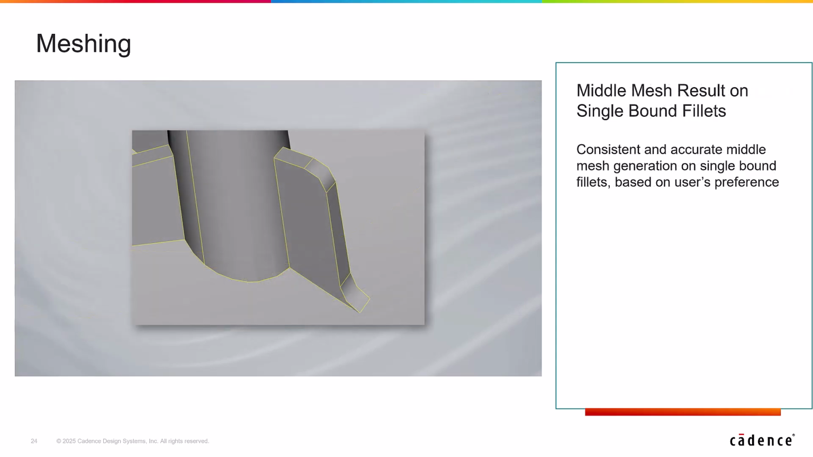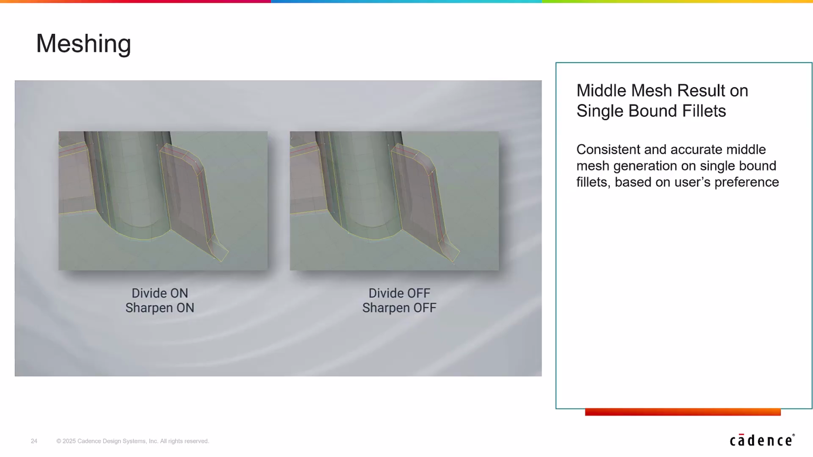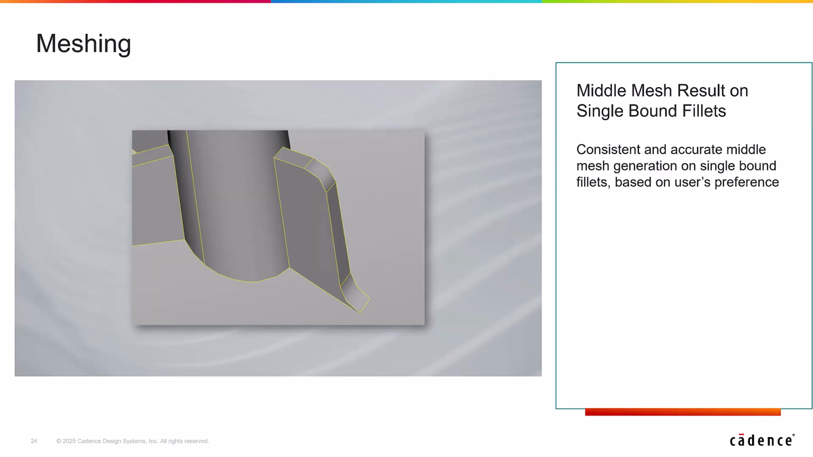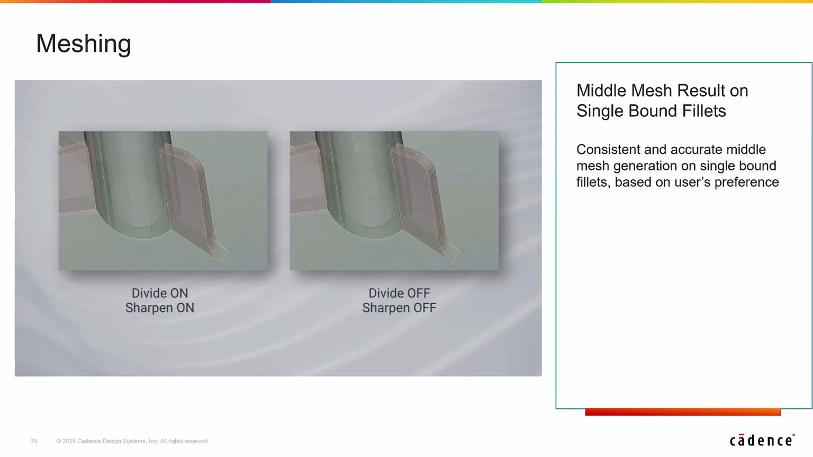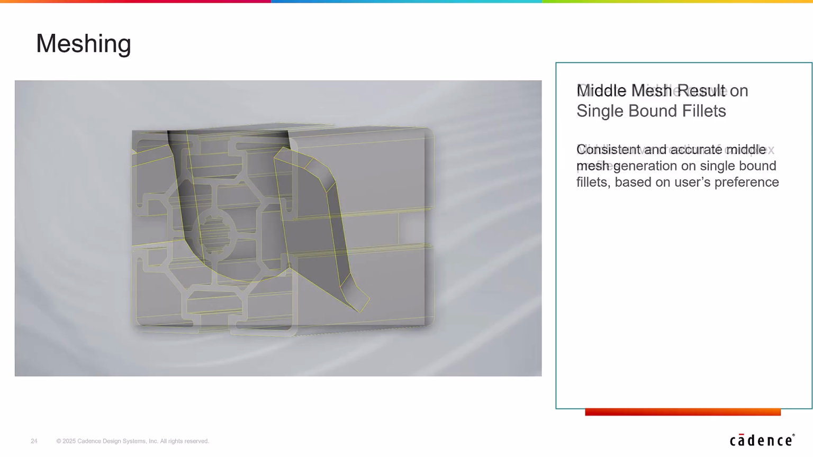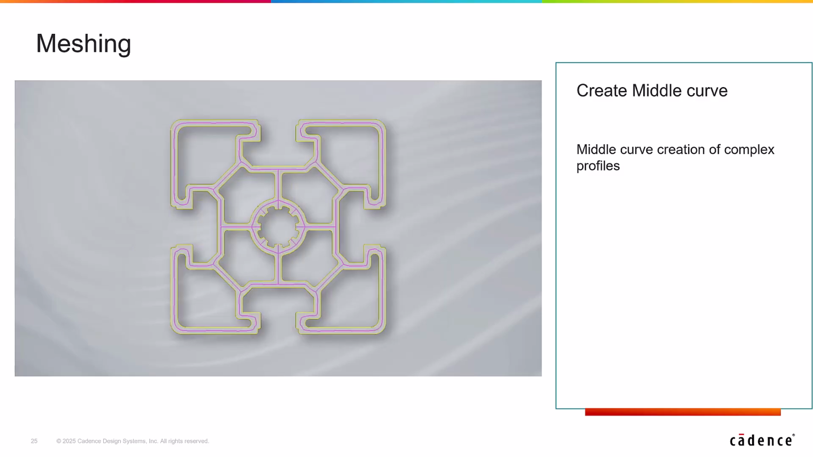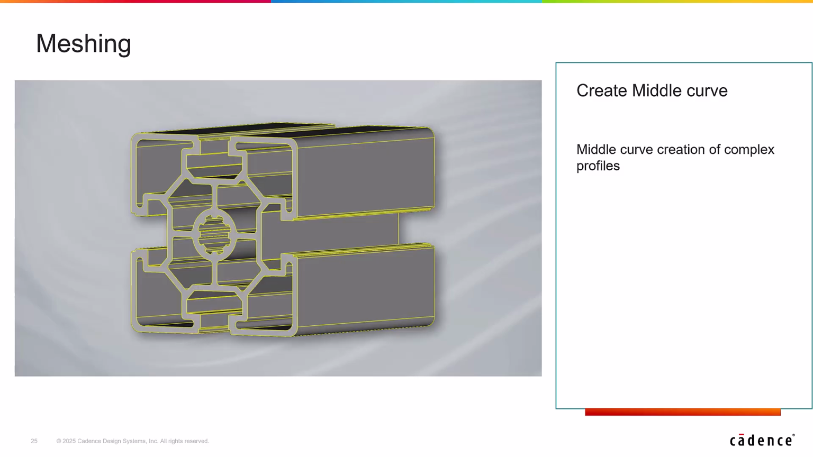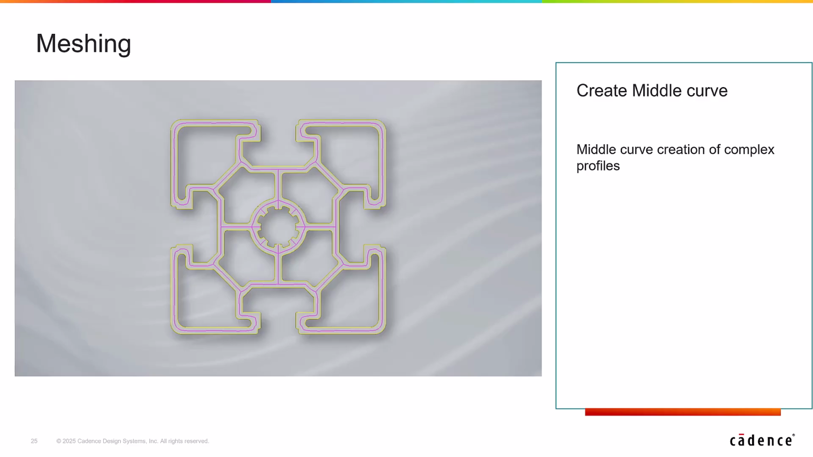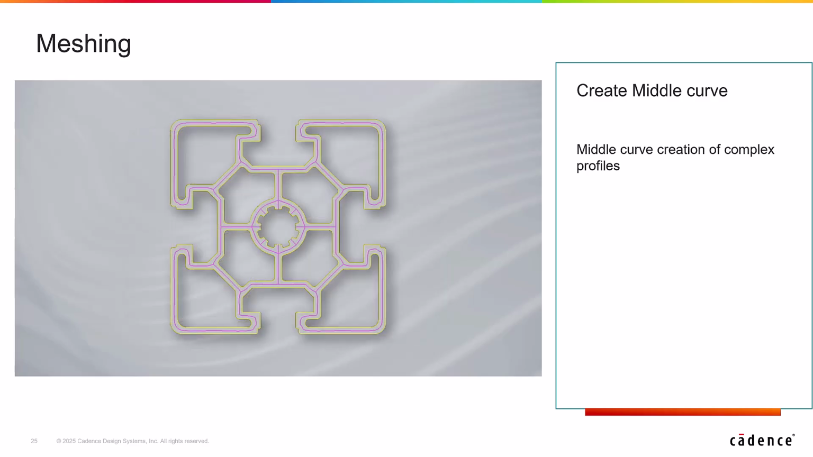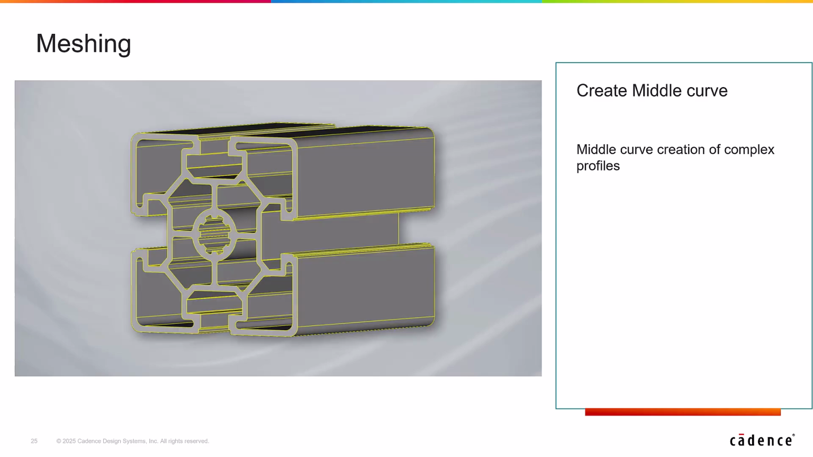Consistent and accurate middle mesh generation is now supported on single-bound fillets, based on the user's preference. This enhancement improves control and precision in mesh creation for complex geometries. Middle curve creation is now supported for complex profiles, especially useful for casted parts like grills. The process involves generating a middle curve directly from a face, which is then extruded.